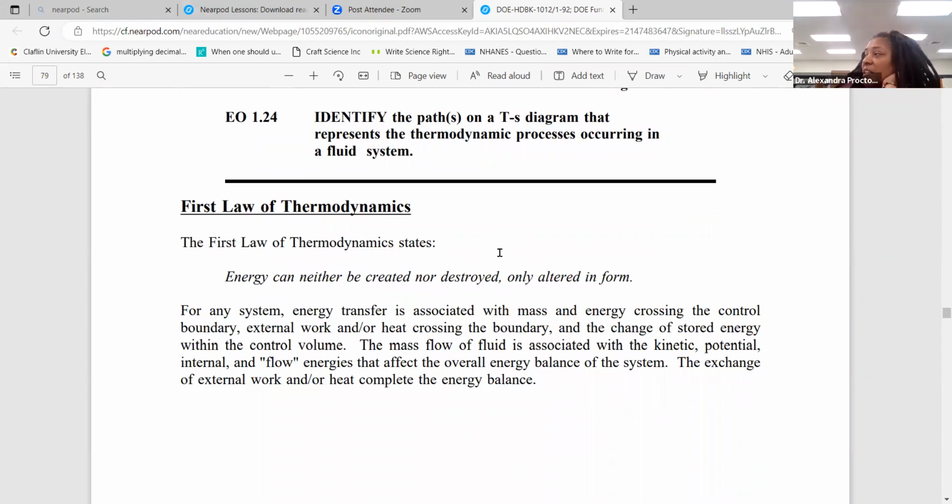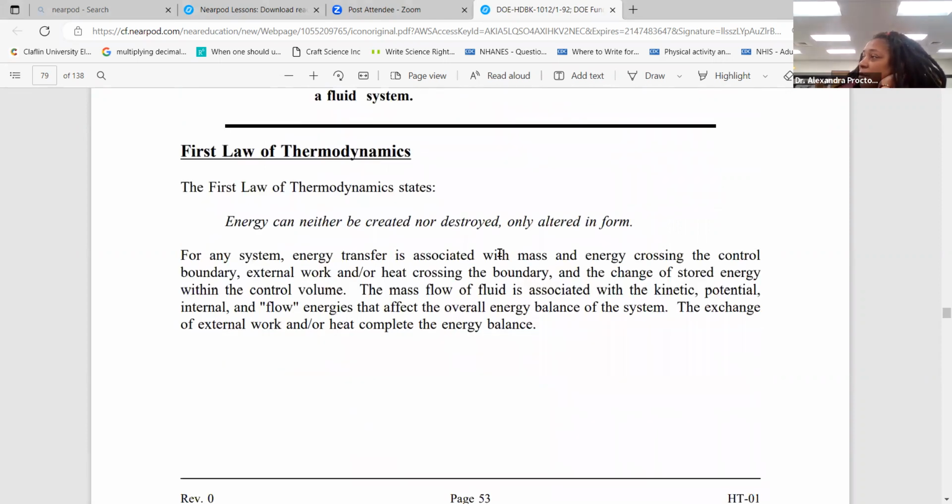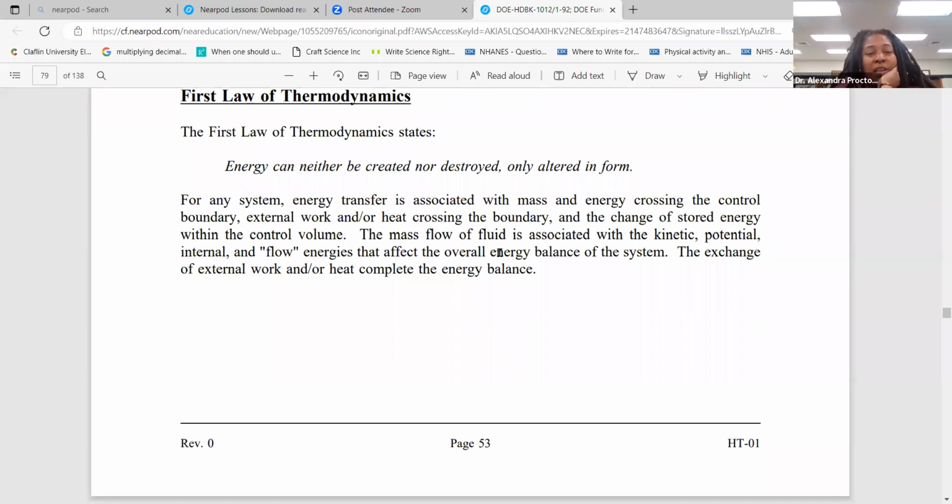So the first law states that energy cannot be created nor destroyed, only altered in form. So for any system, energy transfer is associated with the mass and energy crossing the control boundary. The example we used before was like bomb calorimetry, or what it takes to like make ice cream, where you have the ingredients inside of a container, and then outside you have the salt and ice, rock salt and ice.